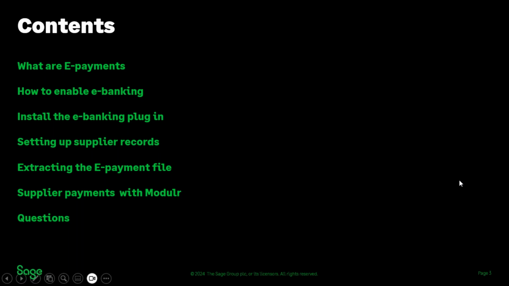Okay, so as mentioned, we're going to be talking about e-payments. So I'm just going to talk about what e-payments are first of all, and then I'm going to show you how to set up e-banking in your software, how to install your e-banking plugin, setting up your supplier records in preparation for e-payments, extracting the e-payment file, and then we're going to very briefly talk about an alternative option, which is supplier payments with our partner Modular, and where you can find out more information on that feature as well. And then we will tie it up with any final questions that we have outstanding at the end there.